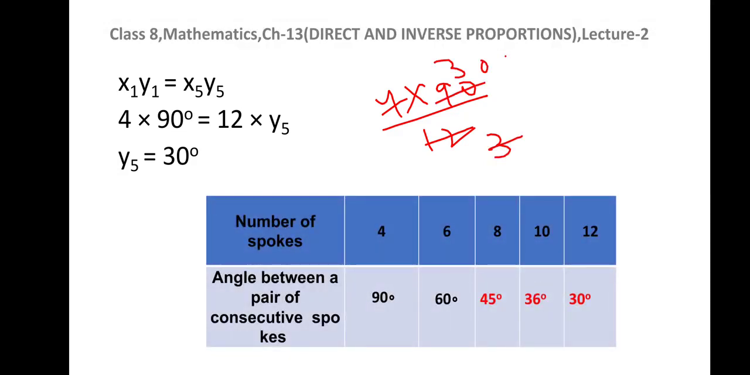So I have completed the table. These are the unknown values I have written. It is 45 degrees when the number of spokes is 8. When the number of spokes is 10, it is 36 degrees. When it is 12, it is 30 degrees. And now we need to find the angle. When the number of spokes is 15, what will be the measurement of the angle?